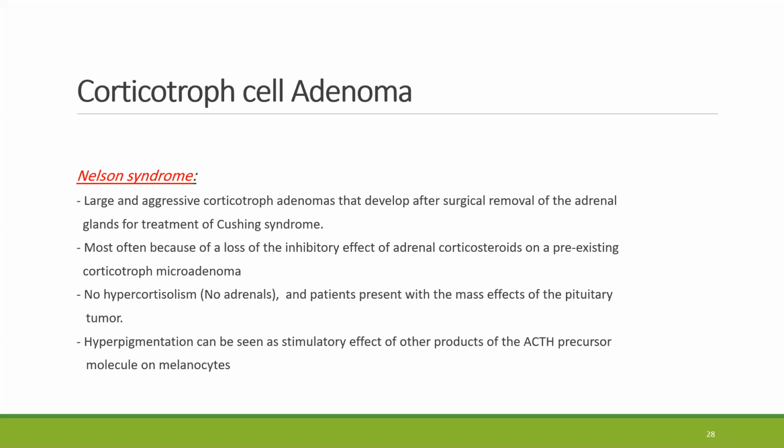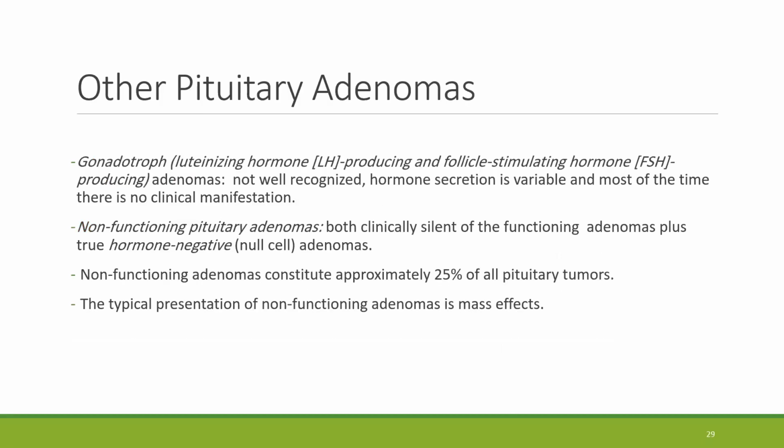Of course, in Nelson syndrome, we don't have extra production of cortisol. Why? Because the adrenal gland is out. The pituitary gland shows a big aggressive pituitary adenoma in this case, but no cortisol production because there is no adrenal gland. It's usually removed for the cause of Cushing syndrome.